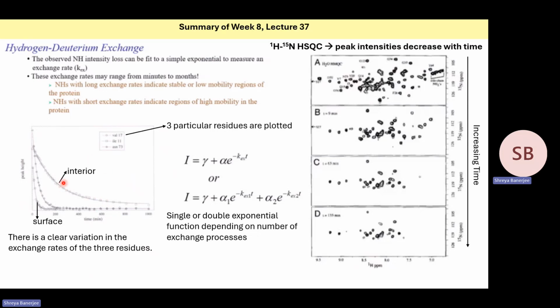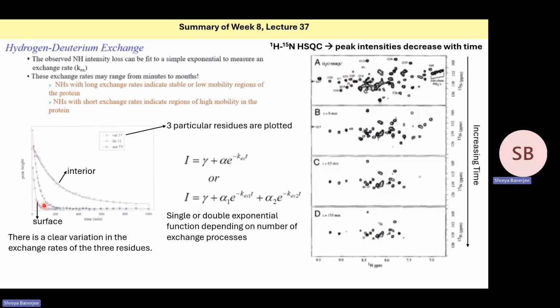So this amino acid must be in the interior of the protein, because if it is in the interior, it has to temporarily unfold through local unfolding events or even global unfolding events, so that it can be exposed to the D2O and exchange with deuterium. And that takes a lot of time, because we saw that the local or global unfolding time scale is quite large. That is why this amino acid, which is exchanging very slowly, must be in the interior of the protein. So you can see there is a very clear variation in the exchange rate of the three residues.